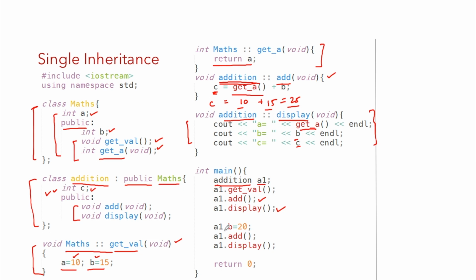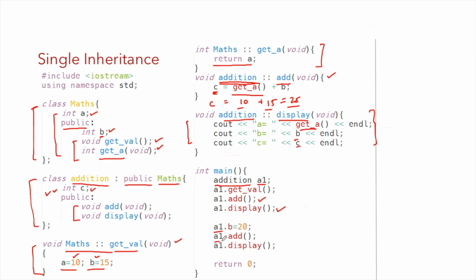After that we are just doing a few more things. I am updating the value of B with the help of object A1. So A1 dot B equal to 20. What I'm doing is I am overwriting the value of B with 20. Just notice that B belongs to your class maths. But because we have inherited this class, these members are accessible to my object of type addition.